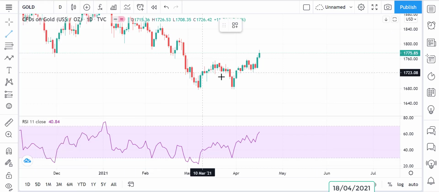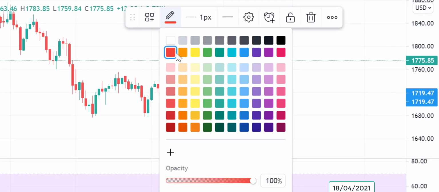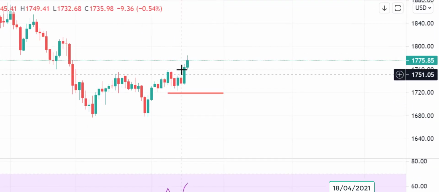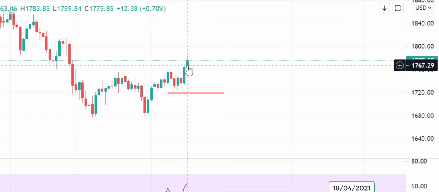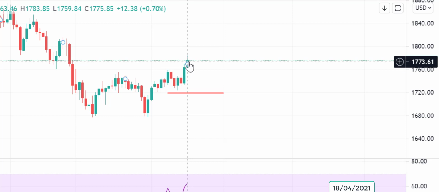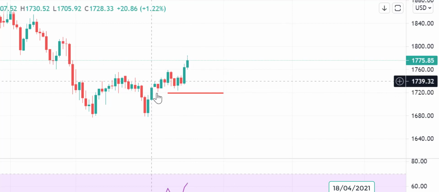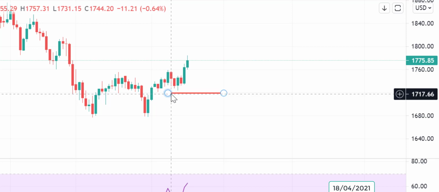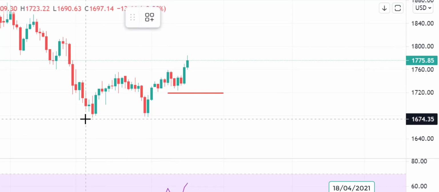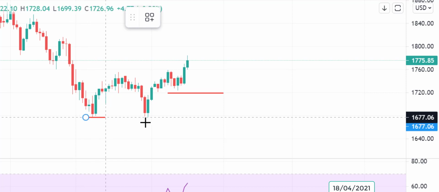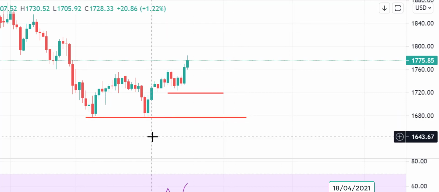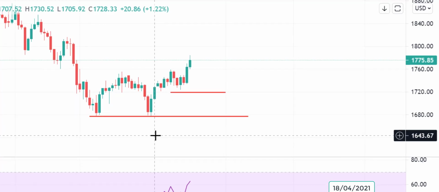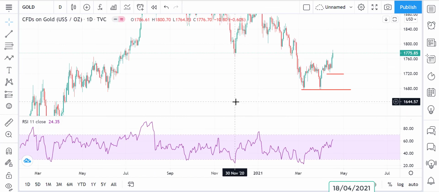So my first level to watch out for is this level. If I go with aggressive longs at this price level, what I would do is take an entry out here at around 1775 with a stop loss of around 1720. People who are more liberal with their stop loss can put it out here. A very important level, a level from where this double bottom rejection took place, that's near about 1680 to 1670 zone. So this should be the stop loss for conservative players.